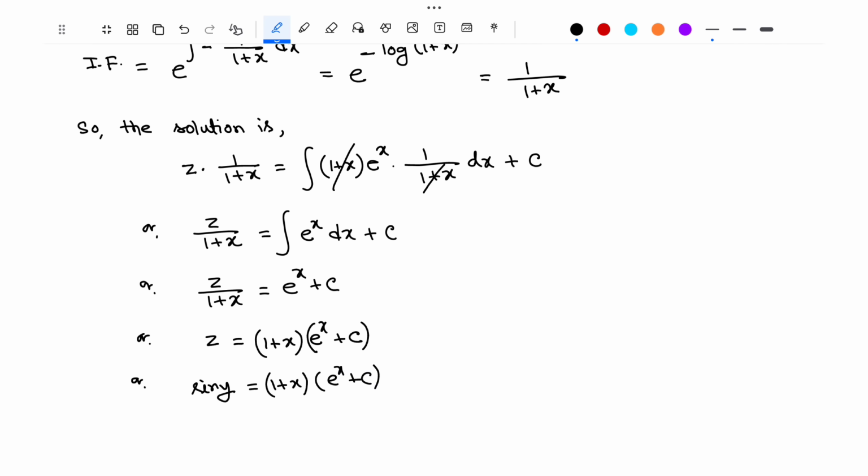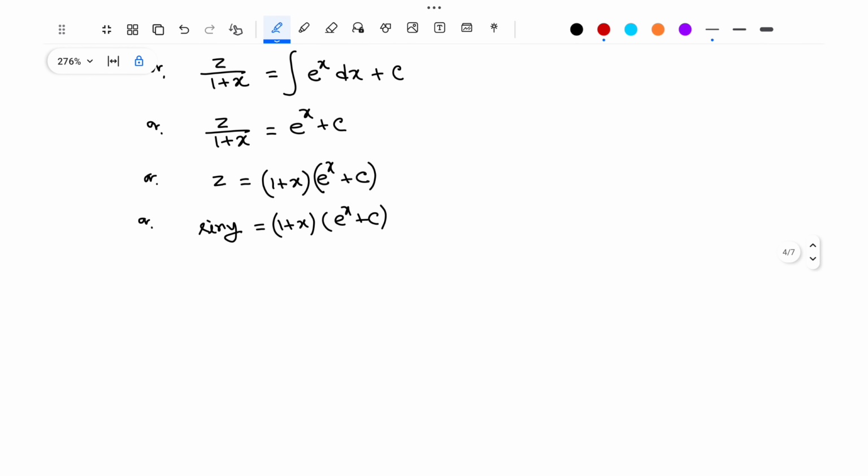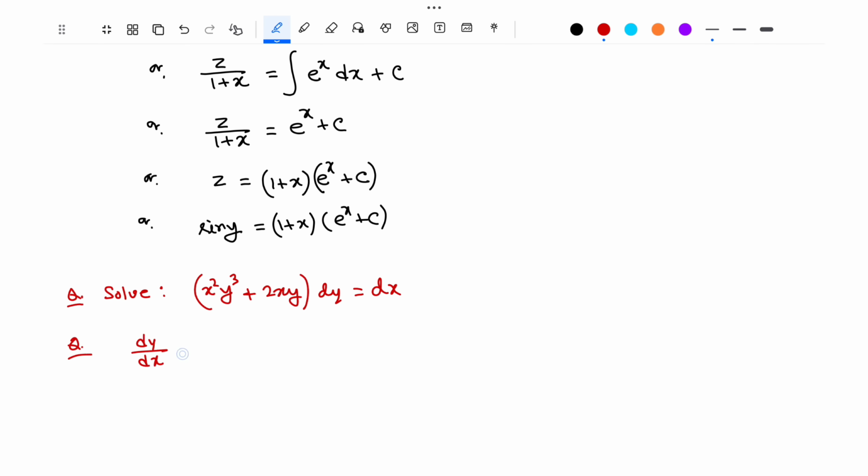Okay, so in this way you can solve this type of Bernoulli's equation. I am writing one more question, you have to try it. The question is: solve (x square y cube plus 2xy) dy equals dx. Try to solve this question. Also, let me give you one more question, try to solve this one. dy dx plus y by x equals y square by x square.